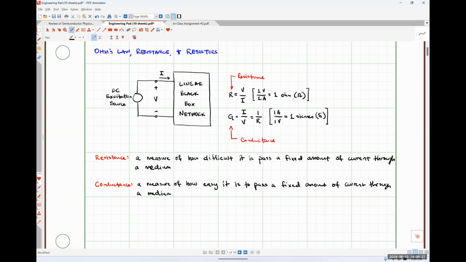So let's talk a little bit about resistance, okay? So resistance depends on a couple of different things, okay? It depends on the material that we're trying to pass current through, but it also depends on the geometry of the material.